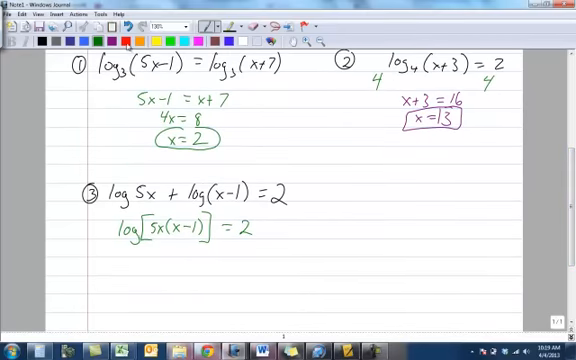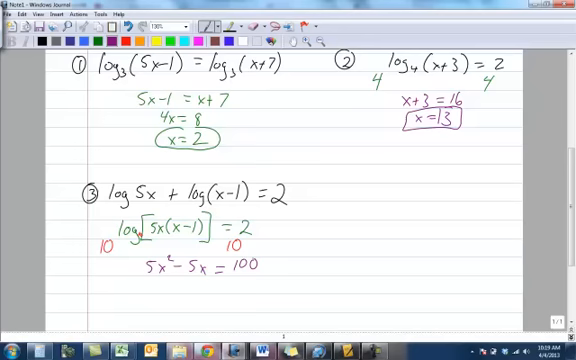What's the base on this log? The base of this log is 10. So what's the enemy of log base 10? Base 10 both sides. So 10 to the log base 10 cancels. You're left with 5x squared minus 5x equals 10 squared, which is 100.